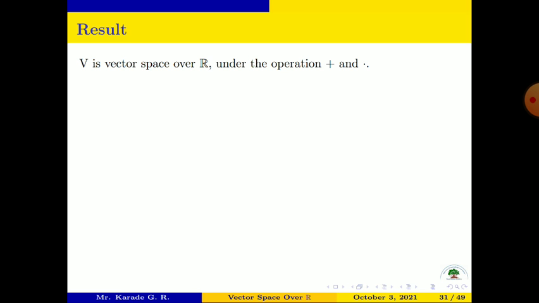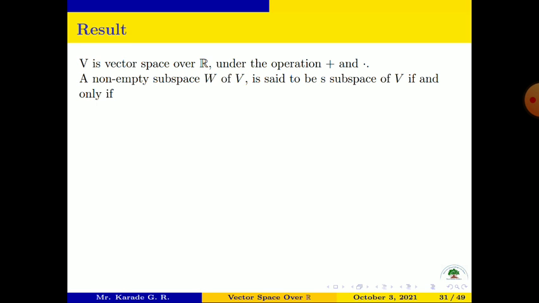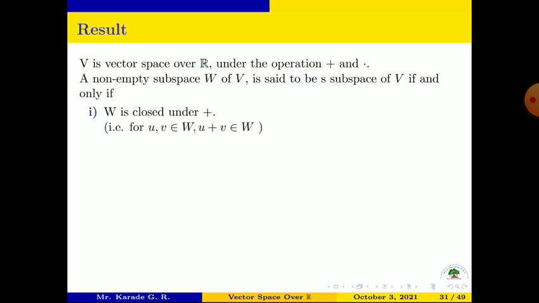Okay, so based on this we have one result. V is a vector space over R under the operations addition and scalar multiplication. A non-empty subset W of V is said to be a subspace of V if and only if it satisfies the following conditions. So what are these conditions? First condition is W must be closed under addition. That is, for any two elements U and V in W, U plus V must be in W.